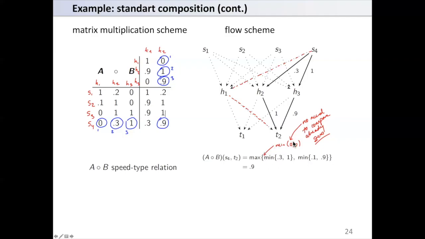So this will be smaller than the others. So consider this one, 0.3 and 1. So minimum is 0.3 for this line, for this path. And for the next one, it is minimum of 1 and 0.9. So this is 0.3 and 0.9. If we take the maximum of them, we obtain 0.9 as the value at S42, the value of the relation composition.